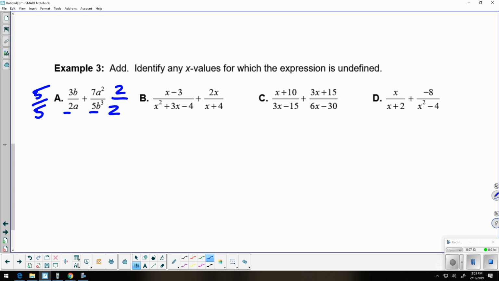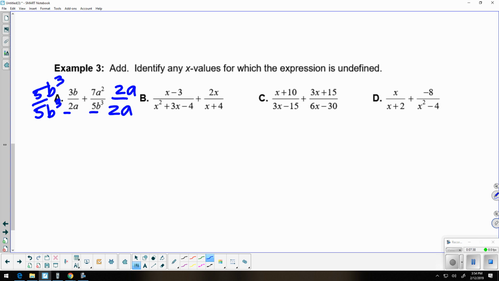So the way I look at it is I always try to think about what each fraction has that the other one doesn't. So for example, the first fraction has the a in the denominator, but it doesn't have the b cubed. So the first one needs b cubed. The second fraction has b cubed. What it doesn't have, though, is a. So it needs an a. Okay. So now we have to actually do the multiplication.